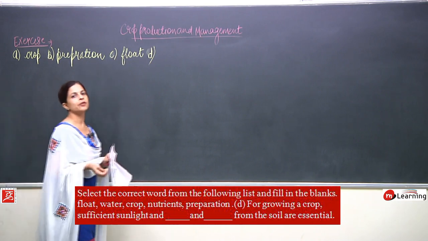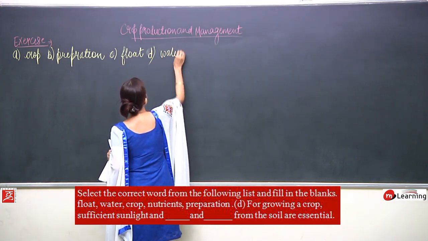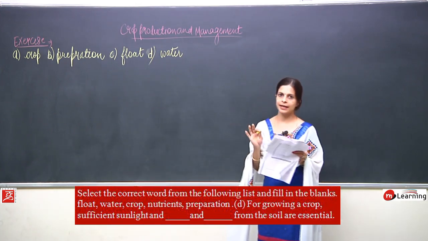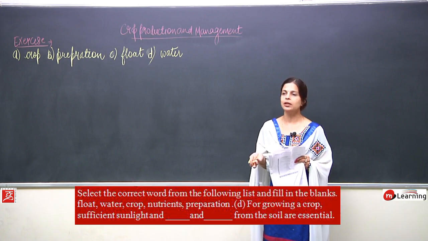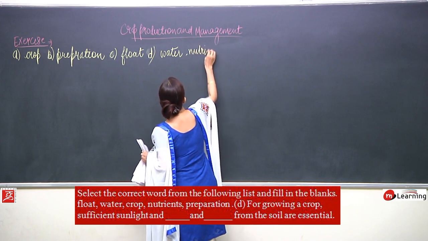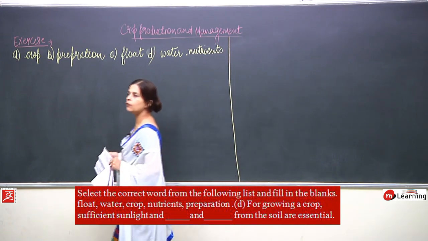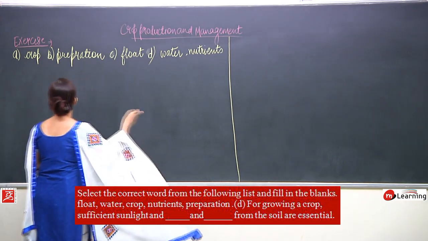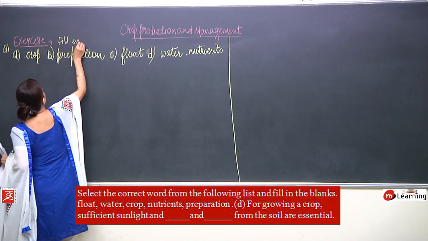Now, what is essential? We all know this. What is essential for a seed to grow? First of all, the first blank is for a growing crop, and a crop needs sunlight. Now, soil. What can be absorbed from the soil? Obviously, water and nutrients. Water and nutrients can be absorbed from the soil. Now, come to the next question. This was question number 1, and just see, I have not written the question also. Fill in the blanks.